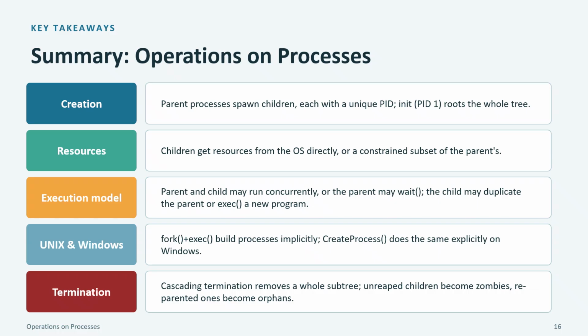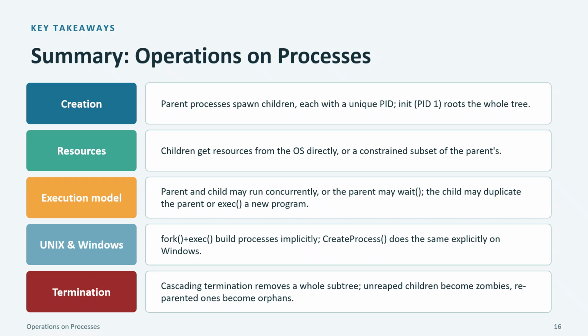Fourth, Unix and Windows. Unix commonly uses a combination of fork and exec functions. Windows provides the CreateProcess API for process creation. Finally, process termination. Cascading termination can terminate the entire process subtree. If a completed child is not reaped by its parent, it can become a zombie. If a parent terminates while its child continues running, the child becomes an orphan and is reparented. These are the major concepts you should remember from today's session.